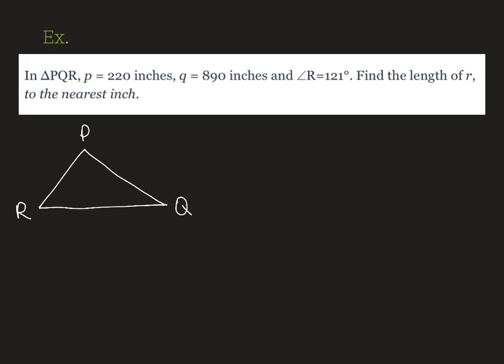Now, if you also want to label your side lengths, remember that little letter p is going to be across from the angle P. So we have little p, little r, and little q. Okay, and that's just letting us know what values are going to go where. Now we can pull those values from our problem. So P is 220. Q is 890. And we don't know about side R, but I do know that angle R is 121.